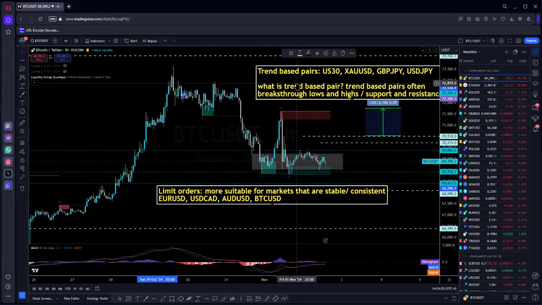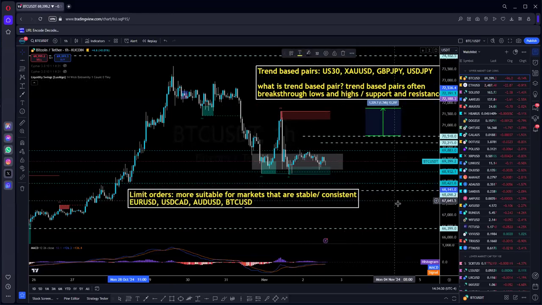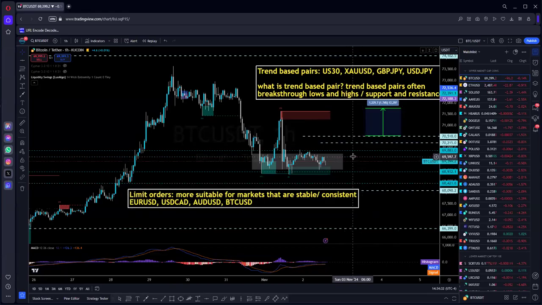Whereas for trend-based pairs, it's better to use stop orders because you want to catch the trend as it drops, or if it spikes up, you can catch those points and make significant profit. So each of the orders is more suited to one or the other. And again, you can still use limit orders with the trend-based pairs, and you can use the stop orders with the stable markets, depending on conditions.